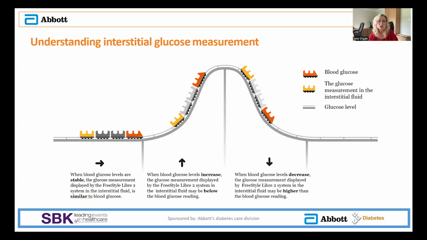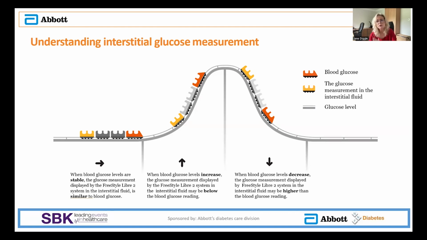So this shows you a train going along a track, quite a steep track. But if we start off on the left side of the screen, the track is flat. So the orange-red carriage at the front is your blood glucose. Now, a few carriages behind that, we have the interstitial glucose levels in yellow. So where the blood glucose levels are stable on the track and it's flat, you can see the levels are going to be very similar. So the interstitial glucose is just a minute or two behind the blood glucose.